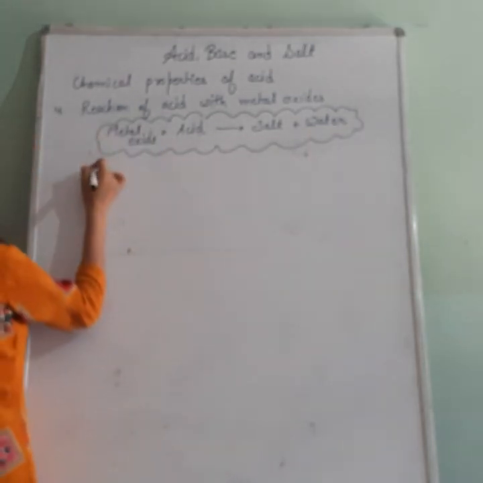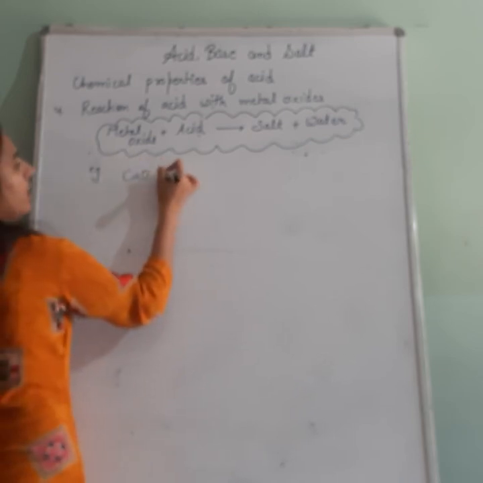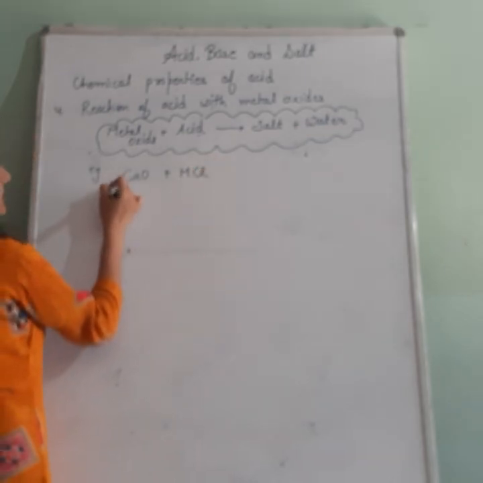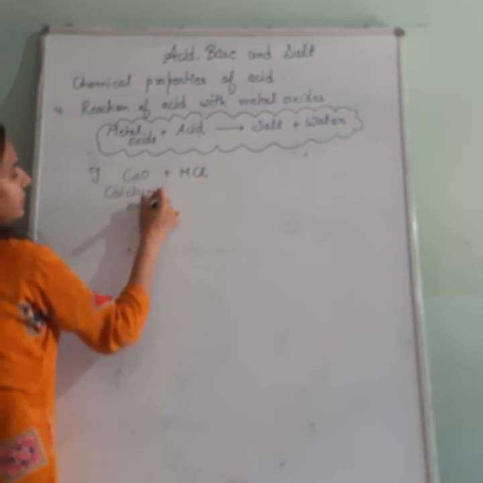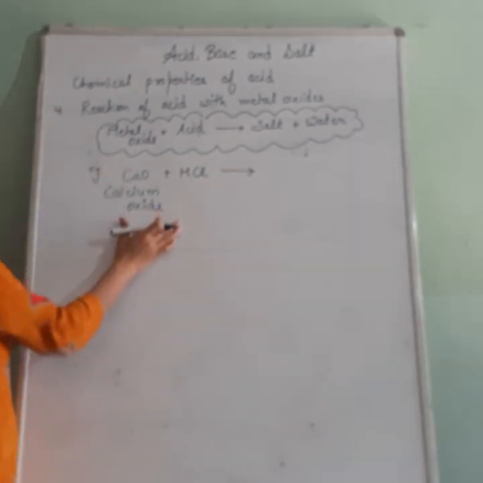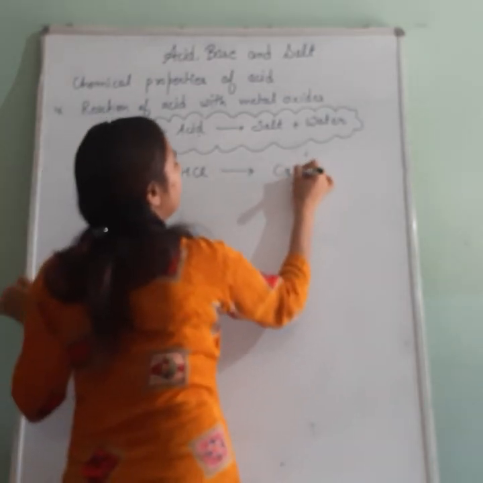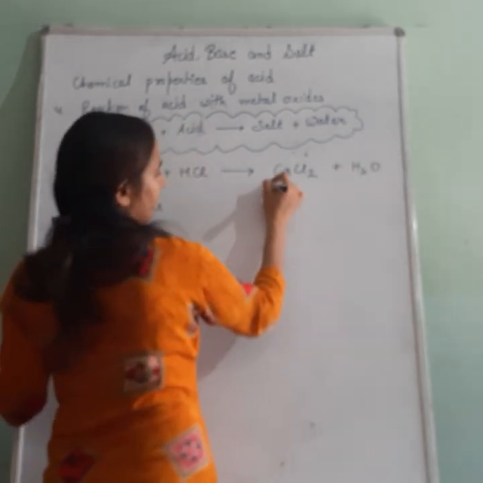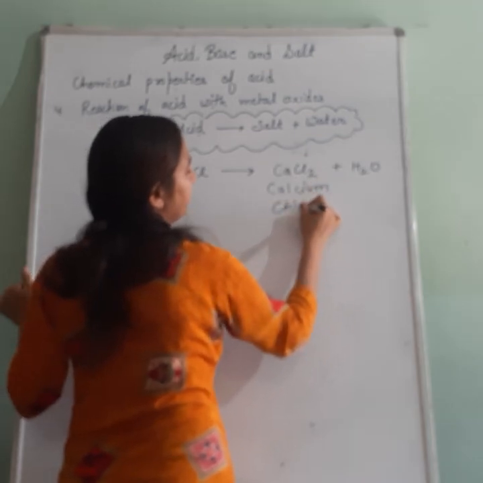For example, calcium is a metal, so let us take calcium oxide. When it reacts with HCl, hydrochloric acid, this one is calcium oxide, this one is hydrochloric acid. When these two chemicals react with each other, they result in the preparation of calcium chloride with water. This compound is known as calcium chloride.